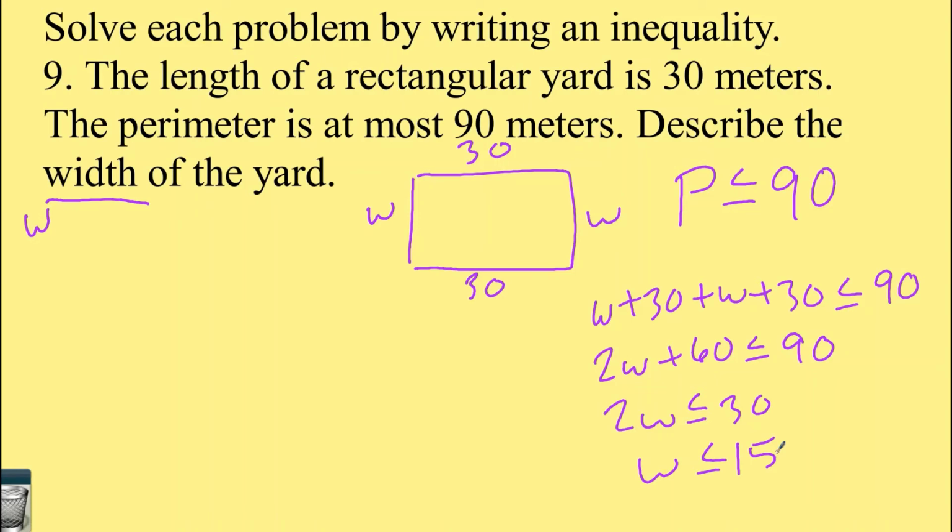Think about it. We're talking about the length and width of a yard. What can't your number be? Right? It can't be anything less than 0. All right? So that's one other thing. But this is how we'd solve the problem, because that's specifically what it was asking. Okay? Something just like that. The width is at most 15.